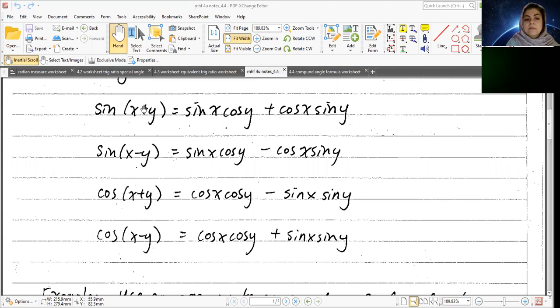If between them is positive, you have plus between these two expressions. If between these angles is minus, you have a minus here, right?